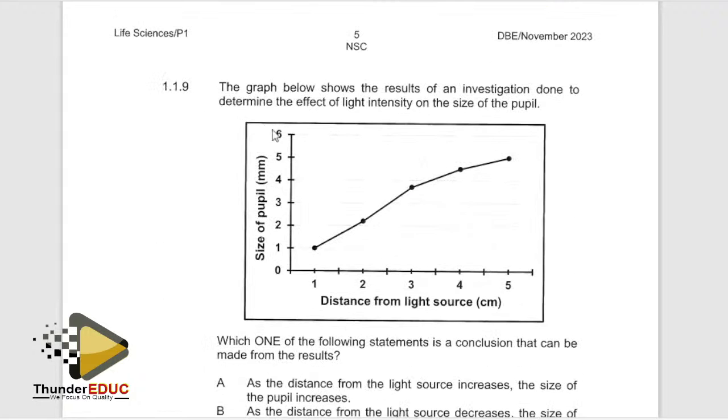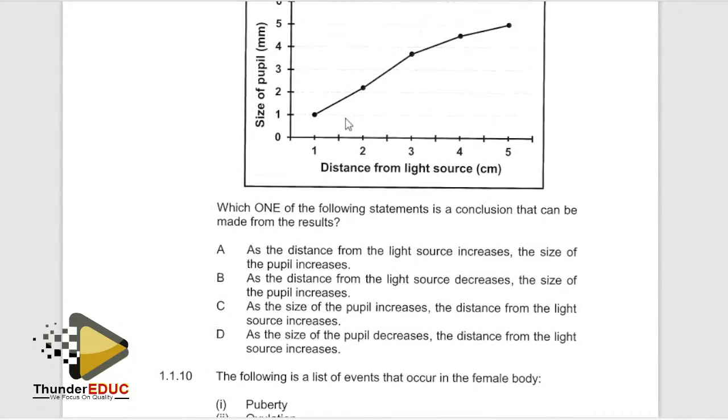1.1.9. Let's look at 1.1.9. The graph below shows the results of the investigation done to determine the effect of light intensity on the size of the pupil. Meaning that if you're talking about the distance, it means the more you are far, the less the amount of light will enter the eye. Alright. Which one of the following statements is a conclusion that can be made from this result?